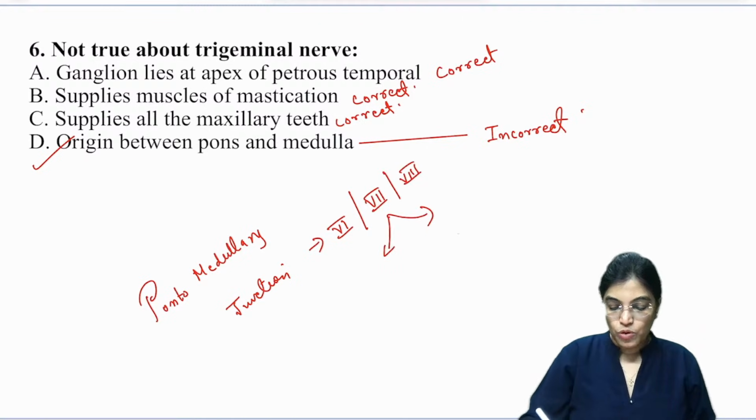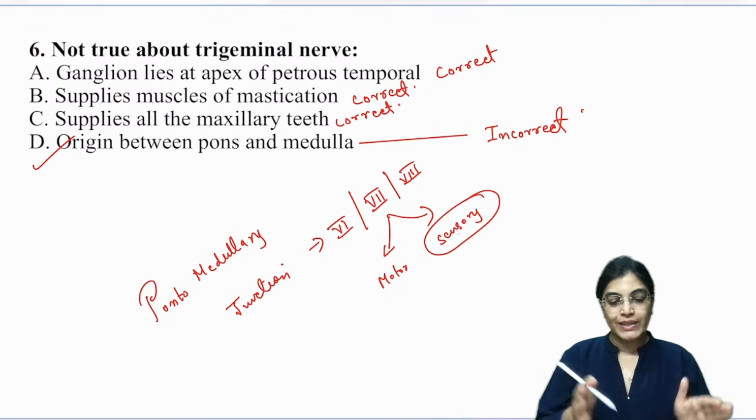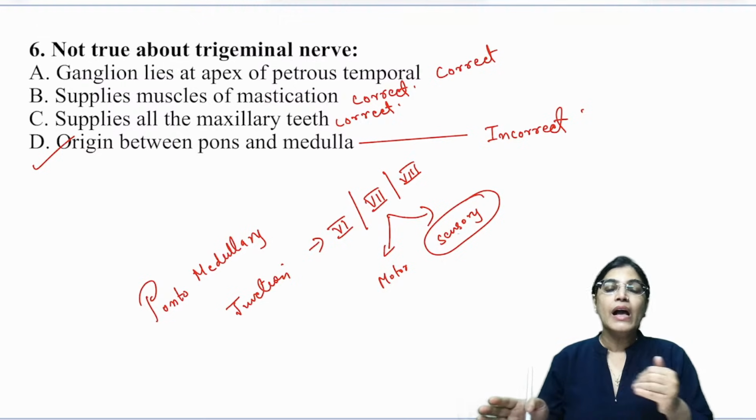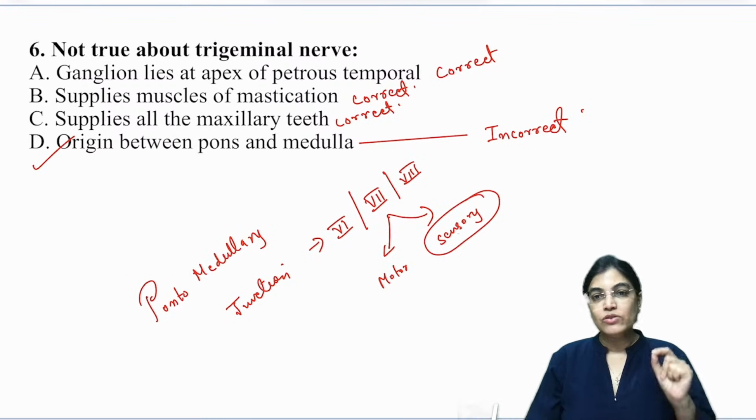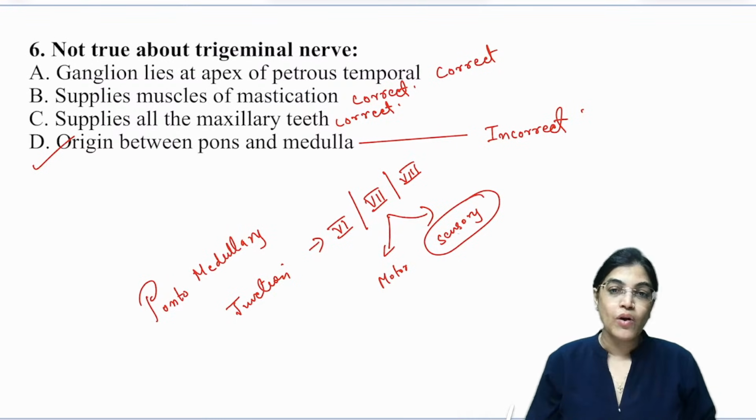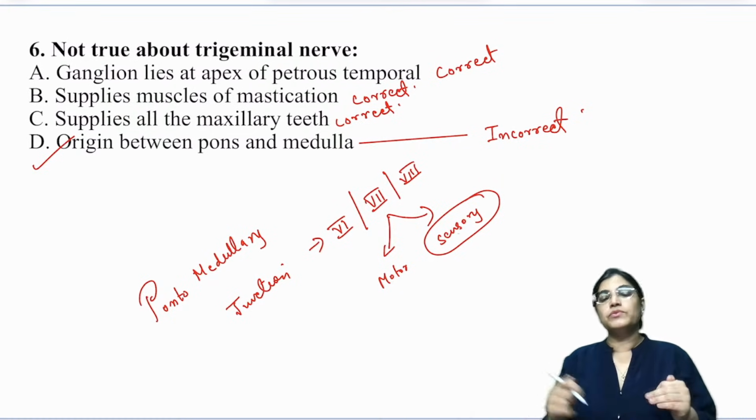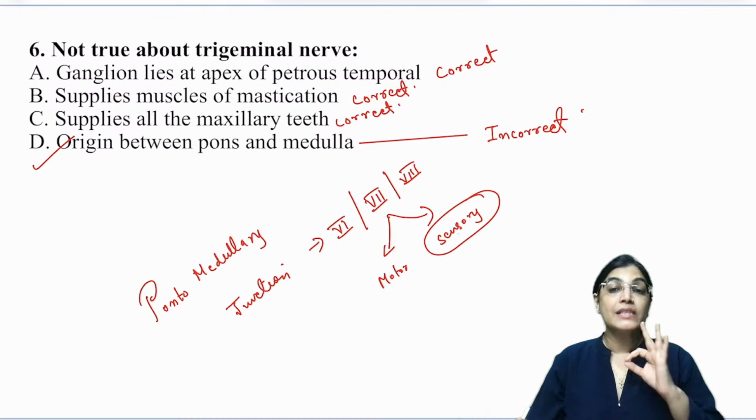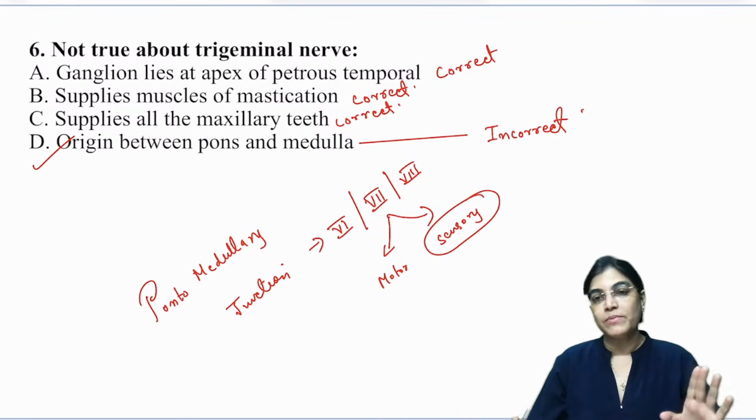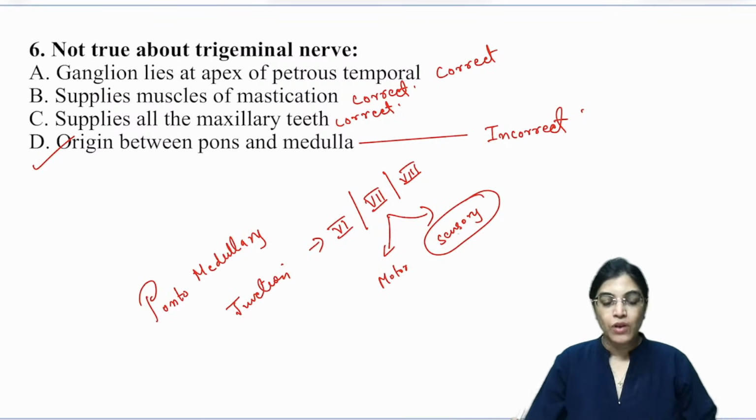The 7th cranial nerve has both a motor and a sensory branch. The sensory component of the facial nerve is sandwiched between the vestibulocochlear nerve and the motor branch of the facial nerve. The sensory component of the facial nerve is called nervus intermedius, or the nerve of Wrisberg. So many names are given to these nerves. The incorrect statement is therefore the origin of the trigeminal nerve from the pontomedullary junction. It is from the ventral aspect of the pons.